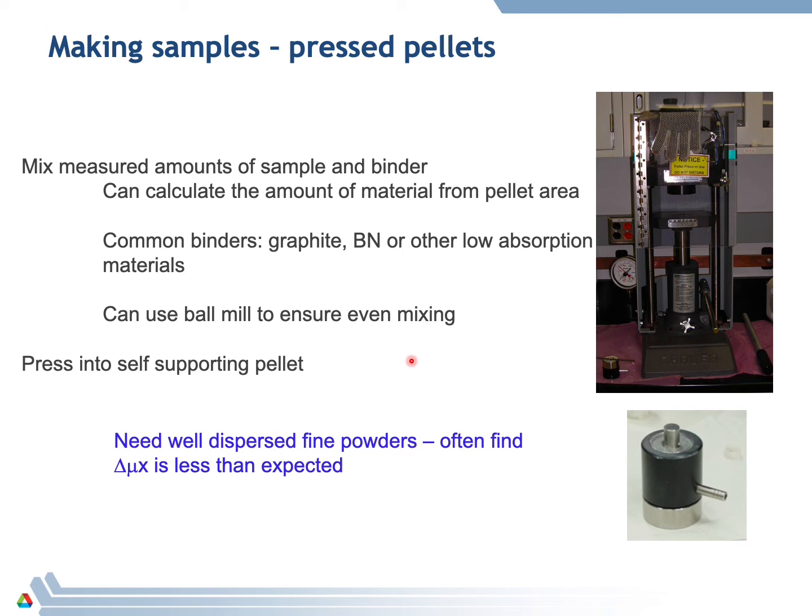So what you'll find is if you make a pellet of that type, you'll calculate that the delta mu x step would be, say, 1, but when you measure it, it's going to be something lower, maybe a half or something. That's because part of the sample is in those large particles that aren't going to contribute to the transmitted beam or the absorption. So you still have to be careful to get a very fine particle.